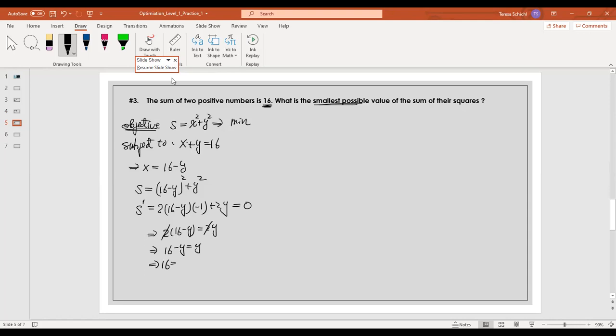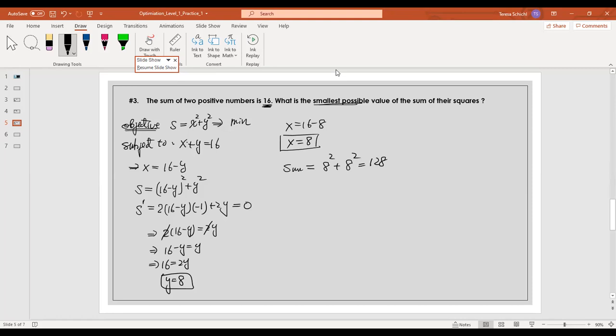So you will get 16 equal to 2y. So y equals what? Y equals 8. Okay, so y equals 8, and now you plug into x equals 16 minus 8, right? So x equals what? X equals 8 also. Okay, so what is the sum here? The sum will just be 8 squared plus 8 squared, which is 128 here, right?